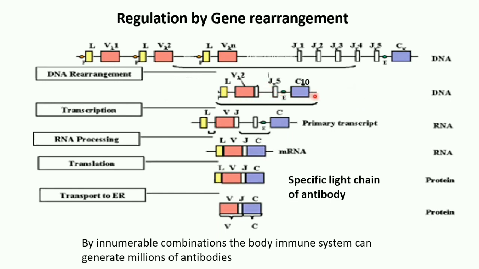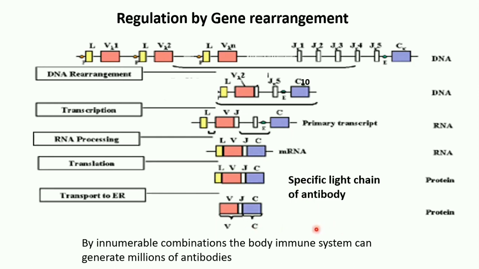Now, after the DNA rearrangement, transcription takes place. After this DNA is rearranged, it has been transcribed, and then after the mRNA is produced, translation occurs. And after translation, it will produce a specific light chain, that is a specific antibody of the antigen will be produced.